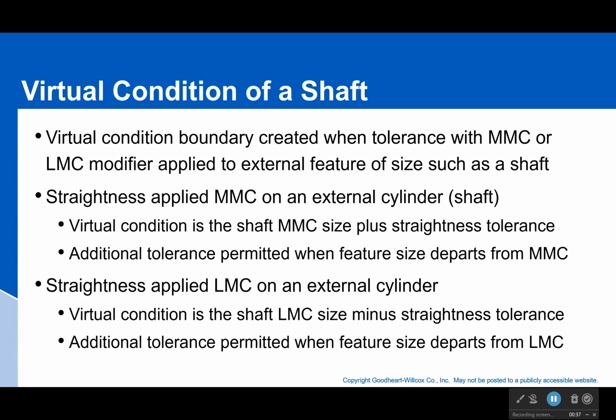Now, a way to understand where you're getting this bonus tolerance from is to first talk about something called the virtual condition. So the virtual condition boundary is created when my tolerance with the MMC or LMC modifier is applied to some sort of feature of size. So, for example, the straightness applied at the max material condition on an external cylinder, so a shaft, is going to be a perfect cylinder that has the shaft's max material condition size plus the straightness tolerance. This is the virtual condition. So this is not the same as the perfect form boundary because it's also including the form tolerance.